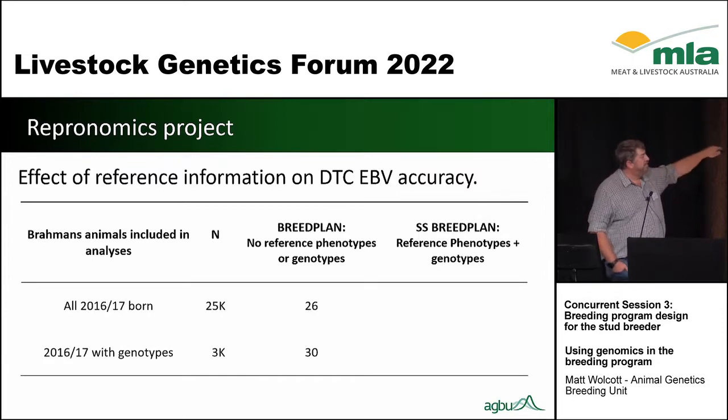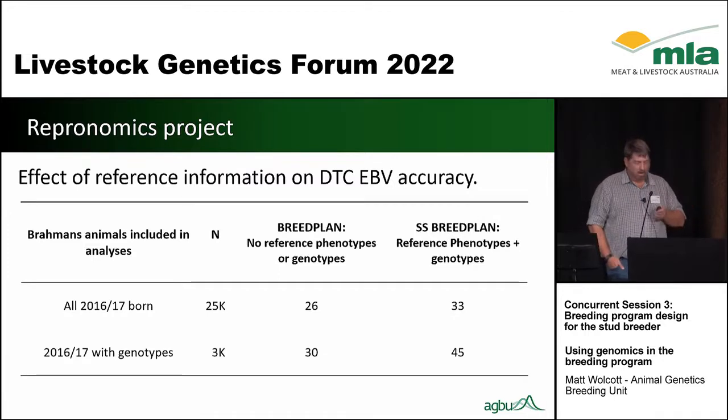In the pre-single step era of BREEDPLAN, we're getting accuracies based on information from their relatives. There's no progeny information on those animals at this stage, in the realm of 30%, which is a number we were becoming pretty familiar with in the area. That was about what you got on young animals at that time.